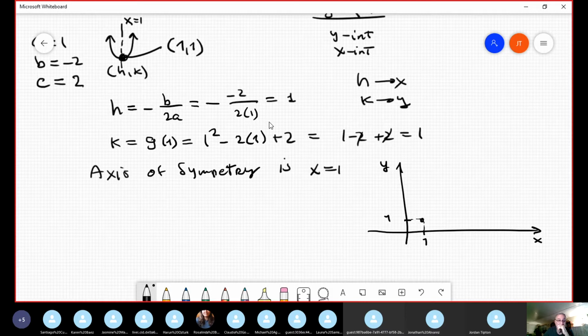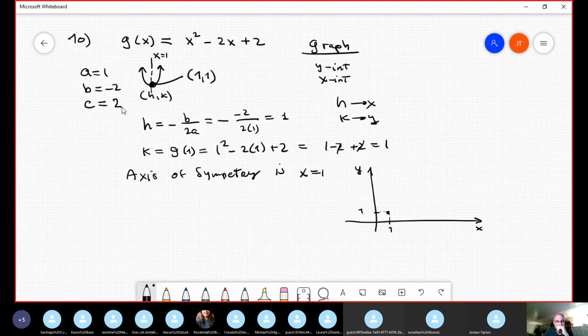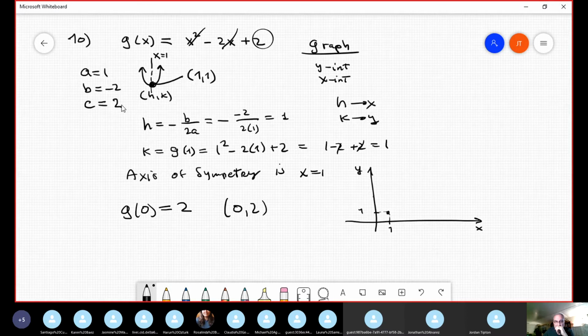Why the y-intercept, I have no idea. Well, yes, I have an idea, because remember that the y-intercept is always c. And c is 2. So when you evaluate g at 0, it's obvious that the answer is 2, because the rest is 0. So the point is (0, 2). Okay, (0, 2) is here. I know also that the axis of symmetry is like that.